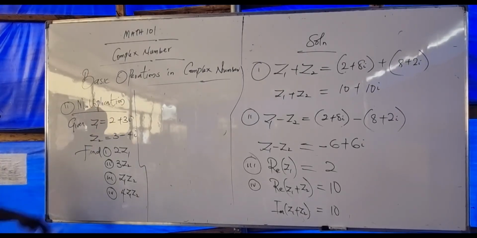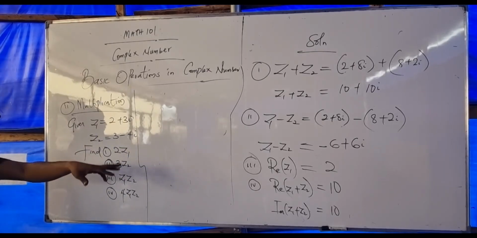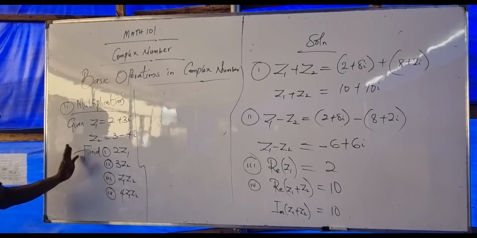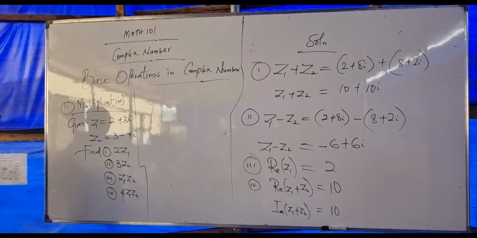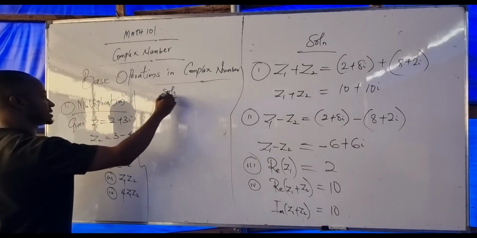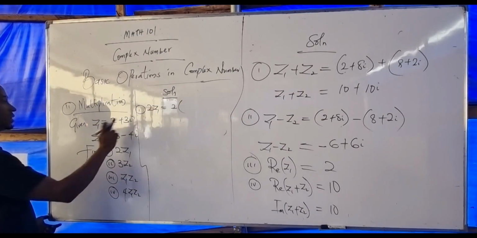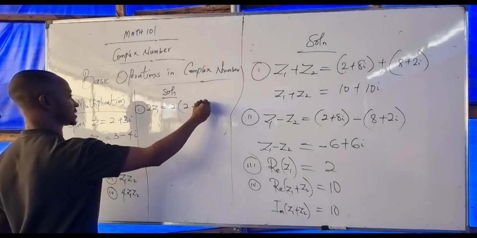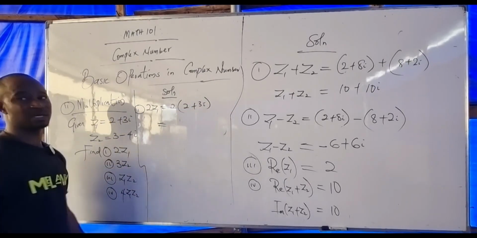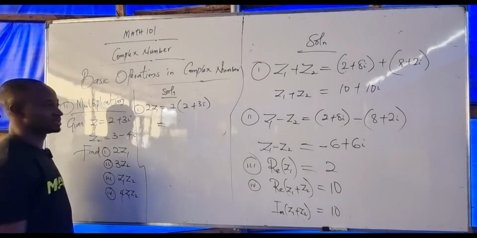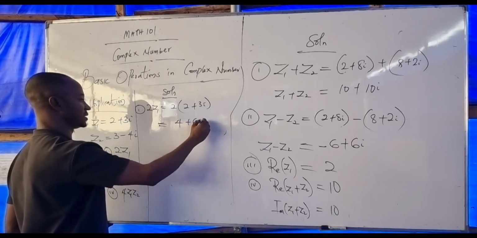Look at it, very simple. Z1 is 2 plus 3i. What is Z2? 3 minus 4i. We have to find 2Z1. Are you there? This is by a single factor. What's the factor here? Factor 2, meaning 2 is multiplying Z1. So the solution is to find 2Z1 as 2 times Z1, which is 2 plus 3i. Here I have to just expand, right? 2 times 2 is 4. 2 times 3i is 6i. So we have 4 plus 6i. Exactly.